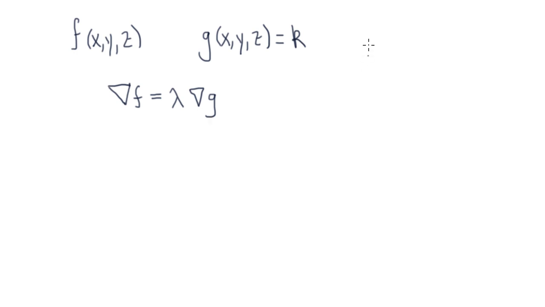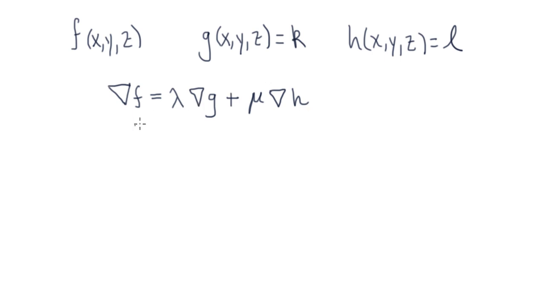And then let's say we had another constraint. So let's say we had h of x, y, z is equal to L. Well, then what I'm going to do is just add on a second Lagrange multiplier, call it mu, times the gradient of h. And so now we're going to have another variable that we're going to have to solve for, but we're going to be able to do that.